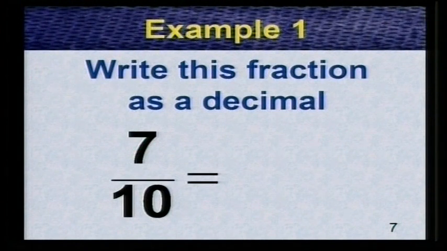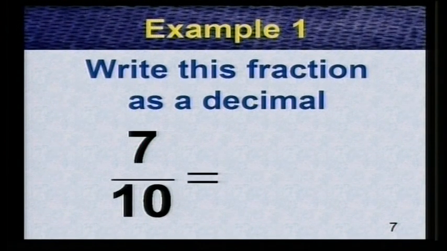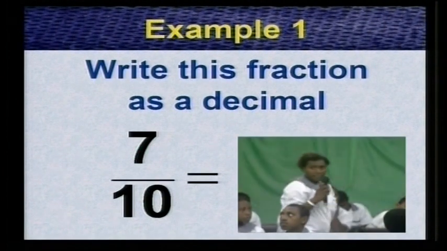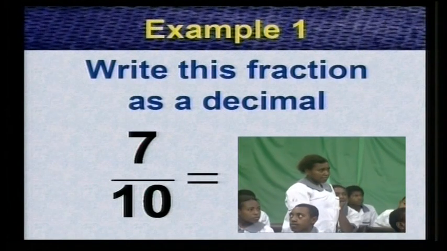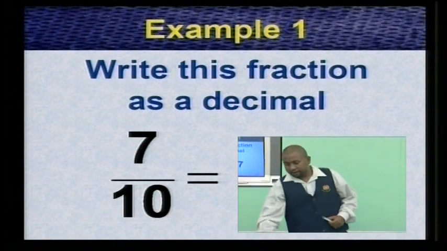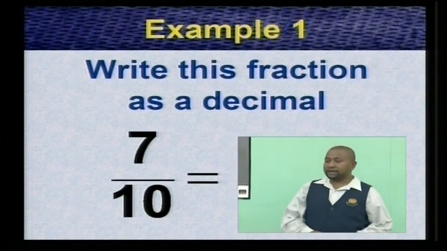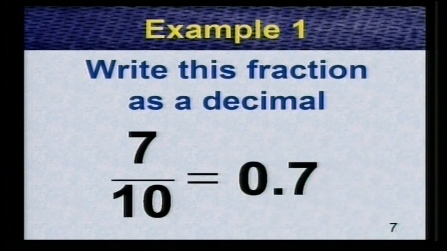Example 1, let us do this together. It says, write this fraction as a decimal. How can you write this fraction as a decimal? 7 over 10. What is the decimal? Daisy? 0.7. 0.7. Very good. The decimal for 7 over 10 is 0.7. Okay?